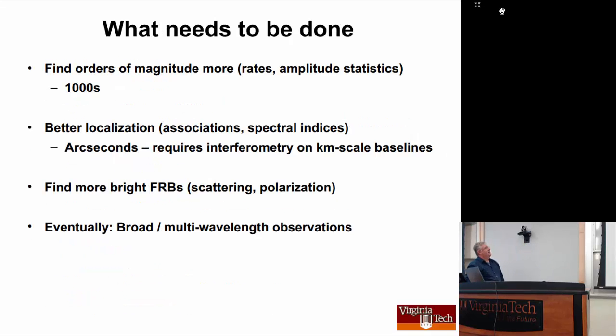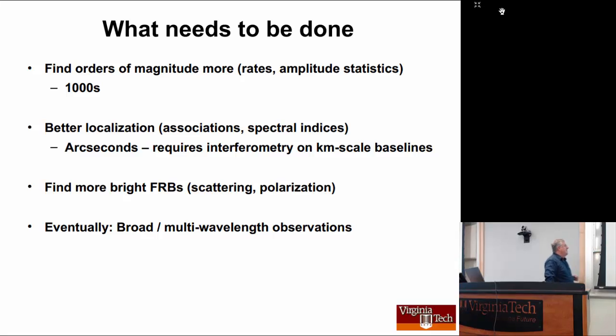So what needs to be done? Well, we need to find orders of magnitude more, like thousands. Thousands would be about the right number to find. Then we can start sorting it out. Better localization. So right now we do arc minutes. Arc seconds is what it takes. To get arc seconds localization, you need kilometers of aperture. You can't really build single metal telescopes that are kilometers wide, but you can build arrays that wide. So we need arrays that have baselines up to kilometers.